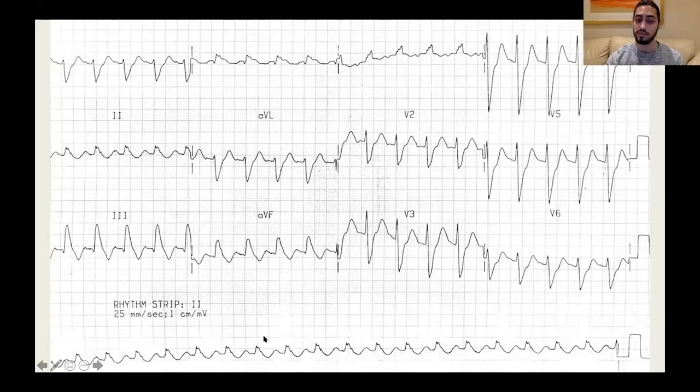One other thing to think, and sinus tachycardia, by the way, it's probably really obvious now. Let's just check if we've got that special sign.